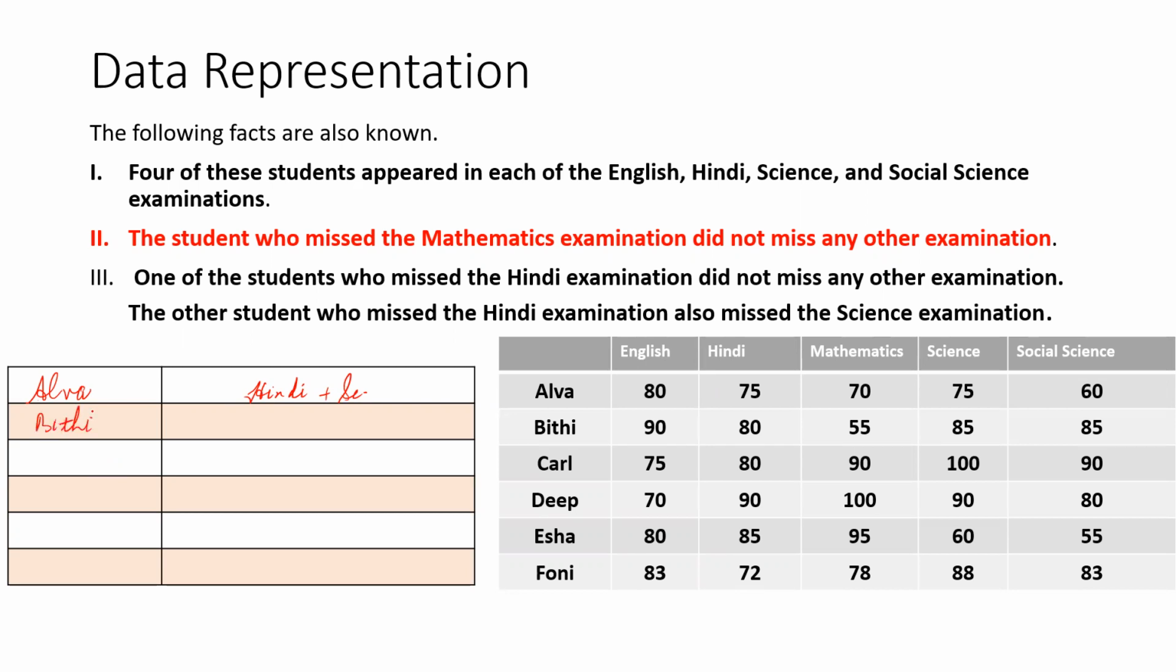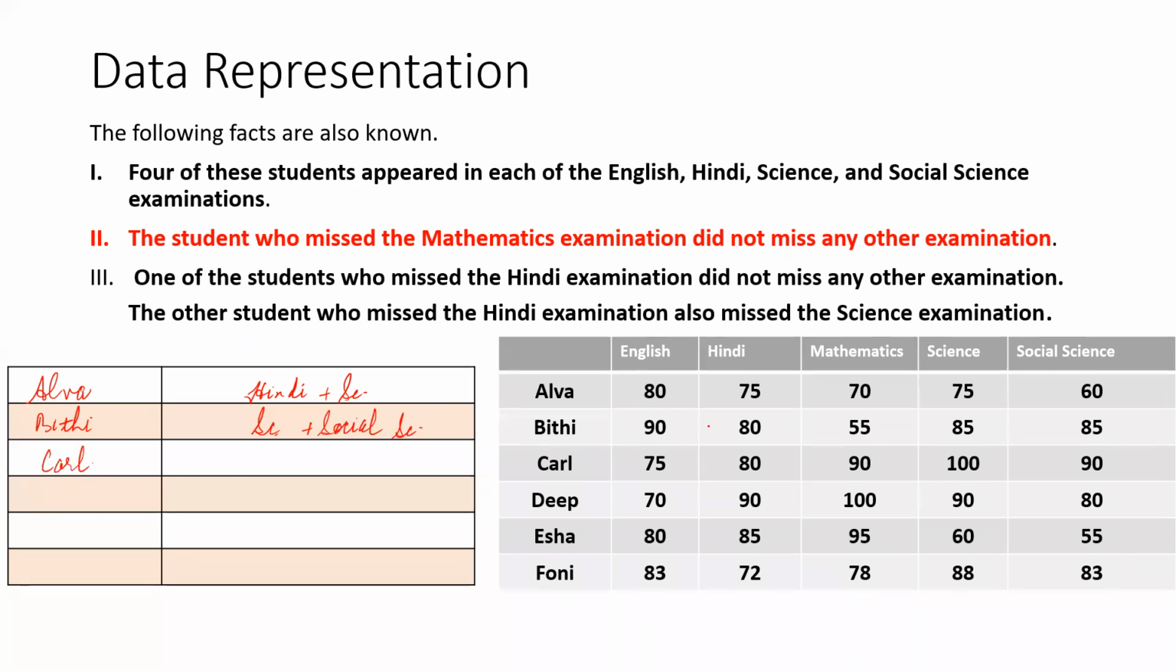Okay, then we come down to Bitti. Now, looking at Bitti, what are the scores that look like averages? 90, 80, 55, 85, 85. Now the average of 90 and 80 is 85. And we have 2 subjects wherein the score is exactly 85. So can we say Bitti missed on Science and Social Science? That's possible.